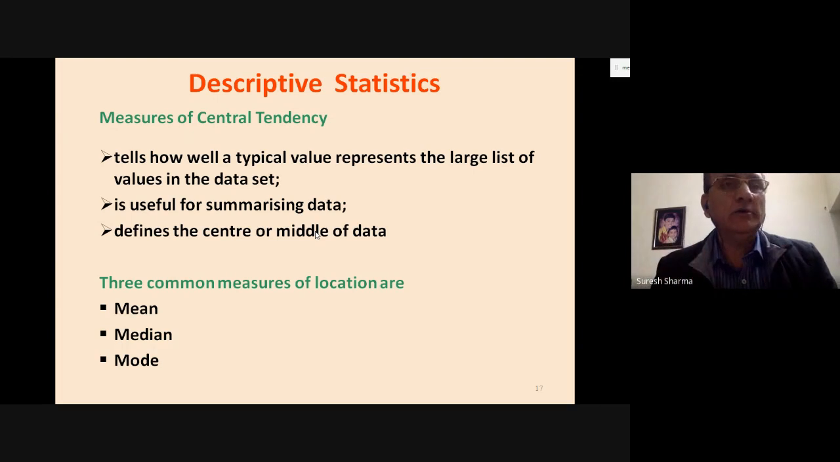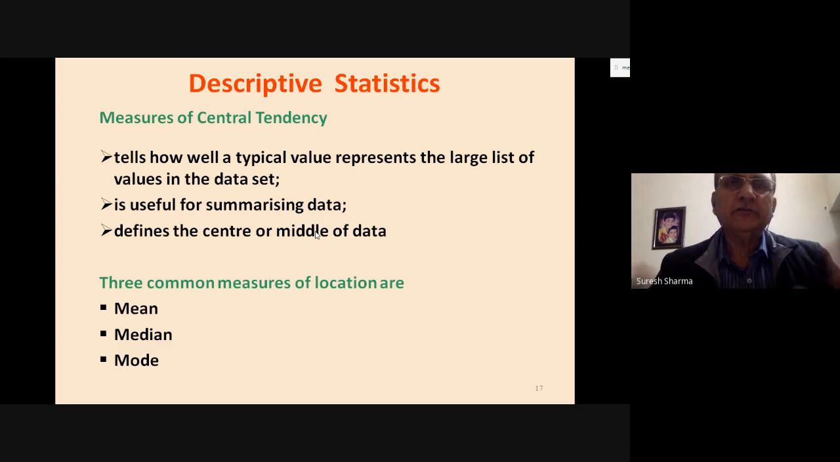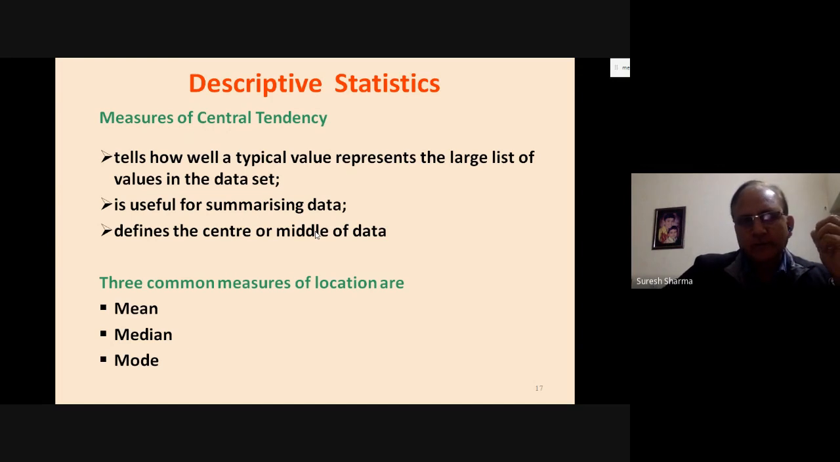mean is difficult to compute, or mean does not make any sense, if there are outliers present in your data. What do you mean by outliers? Outliers are the observations which are away from the main body of the data. They are known as outliers. For example, say I give you this example. Suppose most of the observations are between 120 and 140. Some observations are 122, some 125, 139, 140, but all between 120 and 140.